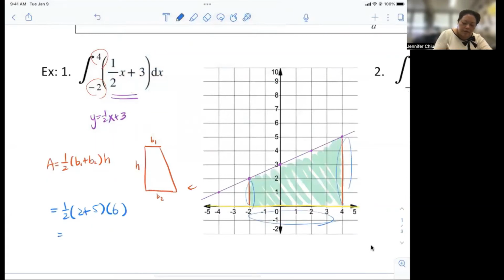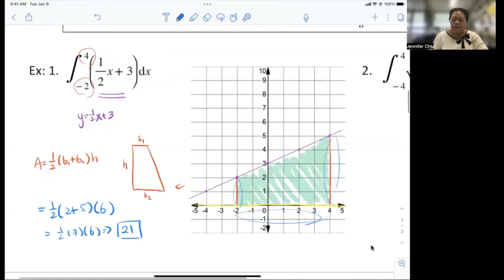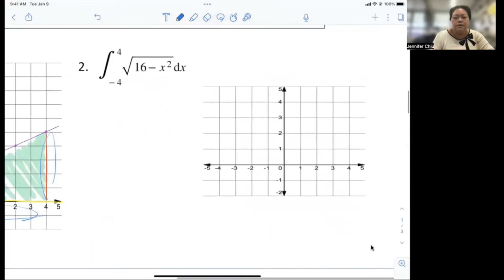So that would be 1/2 times 7 times 6, which gives me an area of 21 square units. What about something like this? Well, something like this, you need to use a little geometry. Most students don't recognize this. This is y equals square root 16 minus x squared.